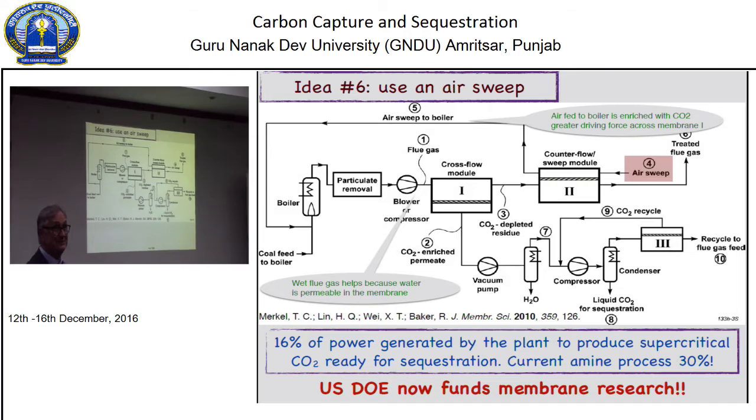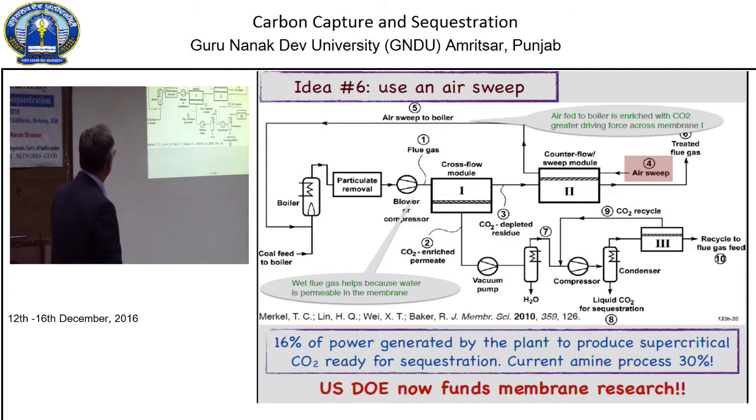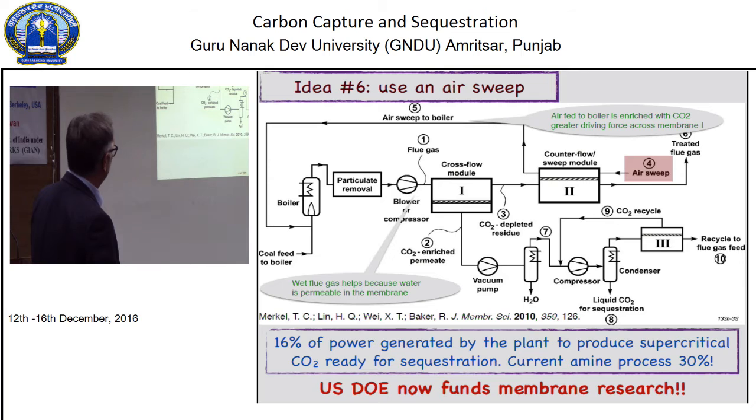So the last idea they had is really clever. This is how complicated it gets. You don't have to understand all the details, but let's just walk through. Here's your burner. You remove the particles, and here you blow the gas over the first module, lower selectivity, and here's the vacuum pump. And then you'll pull the water out. That's easy to condense. And you compress it, and there's your liquid CO2 for sequestration at 90%.